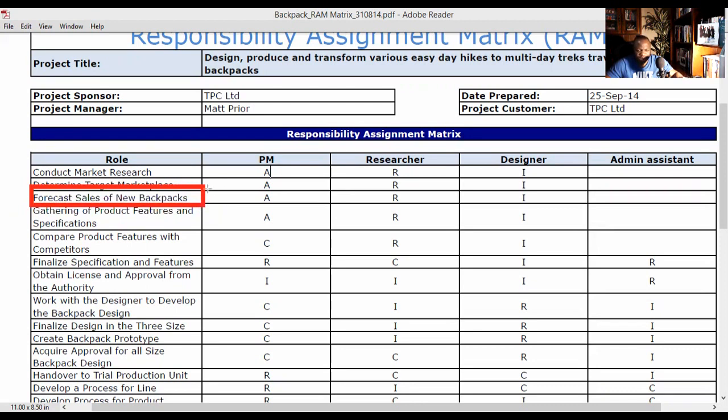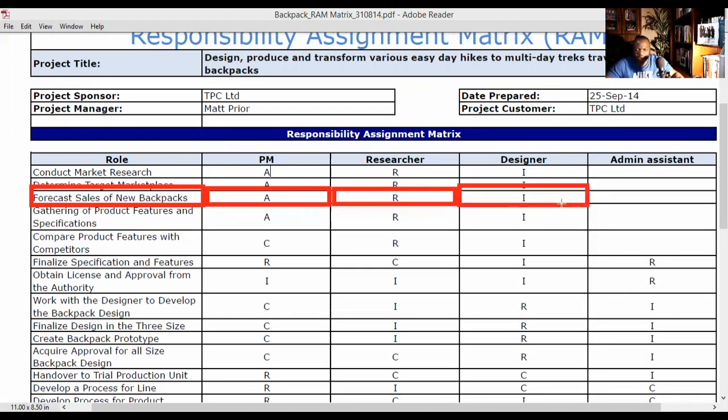And we see that is accountable to the PM. However, the doer is the researcher. R is for responsible, and R means the doer.